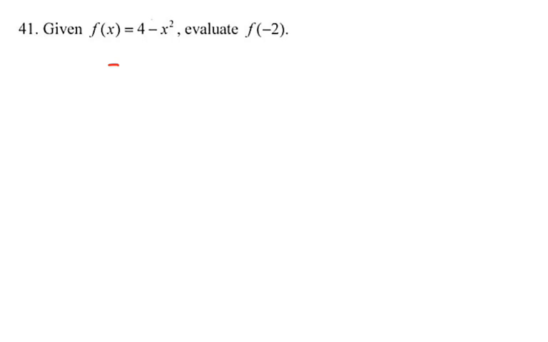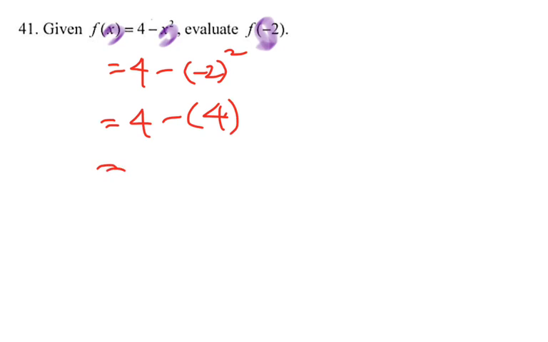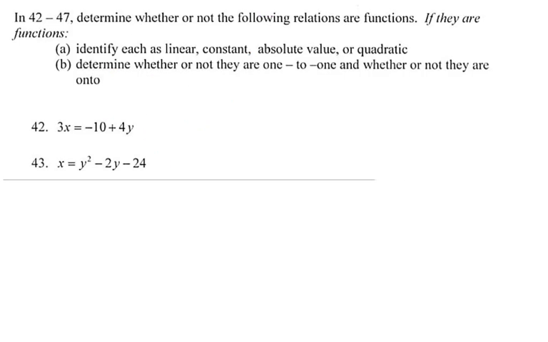So here we have f of x is equal to 4 minus x squared, and we need to evaluate f of negative 2. That basically means this negative 2 has to be in place of x. Then I'm plugging in, as you can see over here. So negative 2 squared becomes 4. So this becomes 4 minus 4. Then we know that the answer is equal to 0.